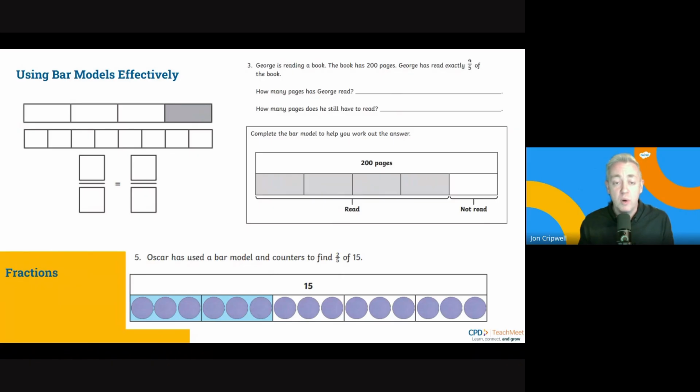So we would start with what we know. We know that we've got a book and it's got 200 pages. So I can represent the book here with a bar that's 200 pages. That shows our whole book at the top here, because what we're looking for is a proportion of that book that has been read.